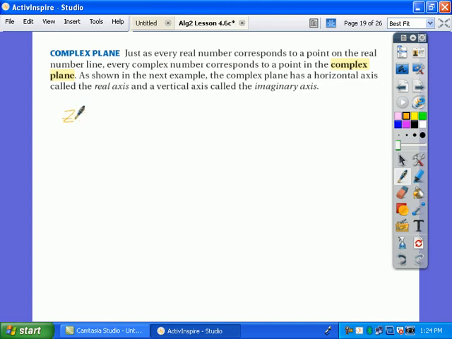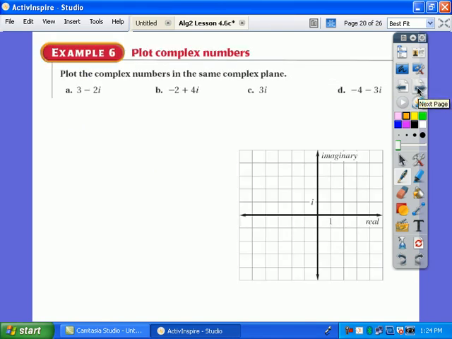And remember that every complex number is built on 2 parts. Okay. We have the a, which is the real part, and we have the bi, which is the imaginary part. And so what we're going to do is we are going to graph using these 2 pieces of information. So let's just jump right to it. So here's our graph.